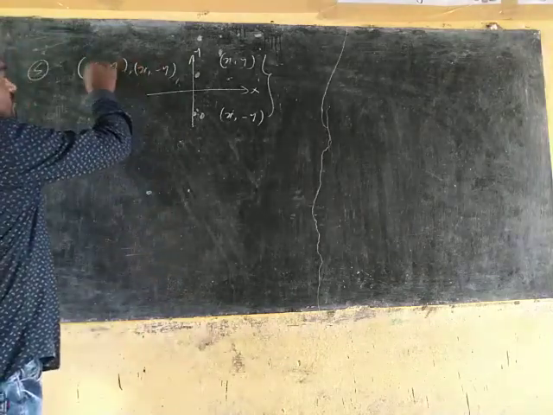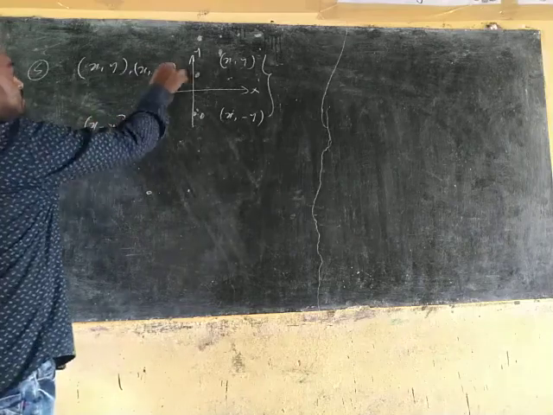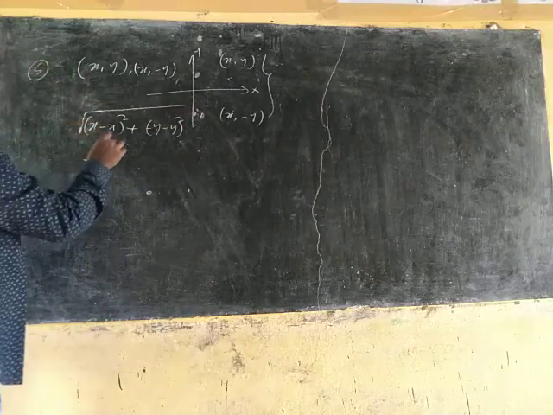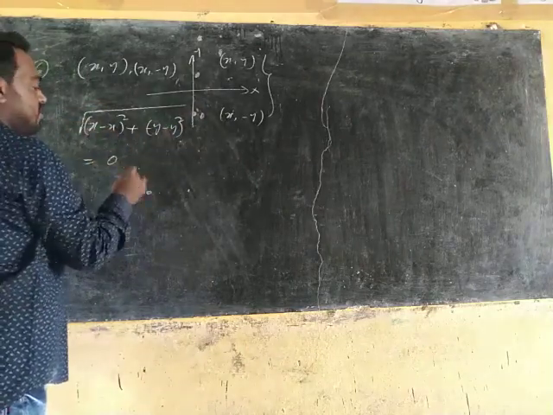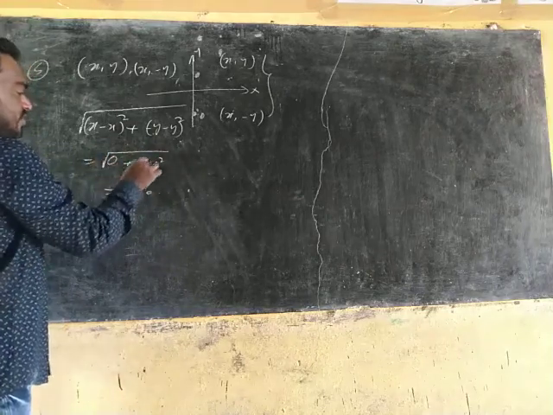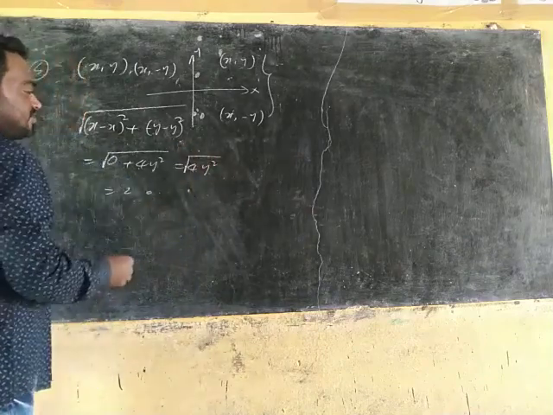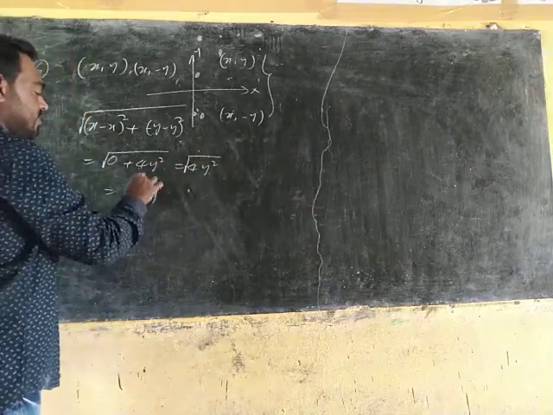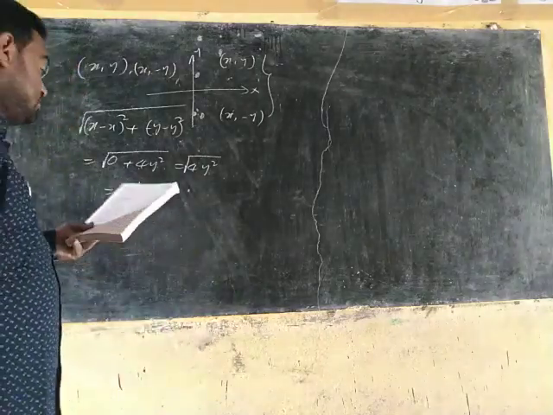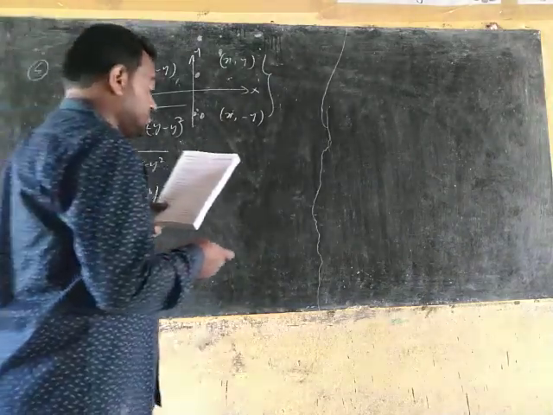So the distance formula between the two points: x2 minus x1 whole square, so x minus x whole square, plus y2 minus y1, minus y minus y, whole square, under root. This x minus x is 0. Minus 2y whole square is equal to 4y square. So square root of 4y square, square root of 4 is 2. Under root of y square is equal to y. Here distance is positive, so I have written mod y. This is the right answer. Option 2 is right for the fifth question.